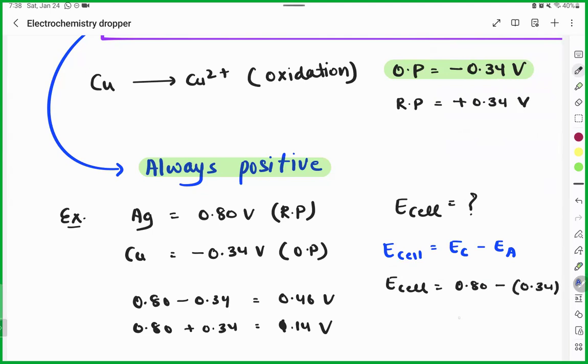0.34. So what will be the answer? 0.46. Correct? Any doubt? No, sir. But then it's minus 0.34, no. Oxidation potential. Oh, okay, yes, understood, sir. Oxidation potential I gave, not reduction potential. Okay, I think that's where I went wrong.